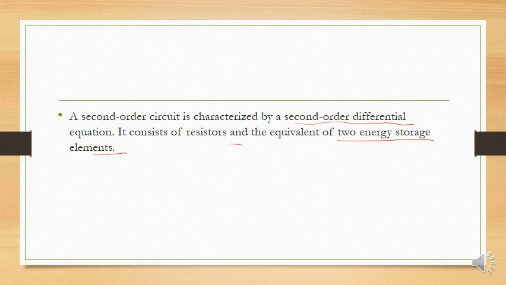So this kind of circuit is called a second order circuit, or we may say the circuits which form second order equations, the equations which we generate from any circuit. If they are of second order, then we'll call them second order circuits.